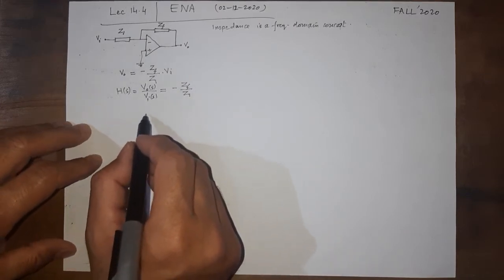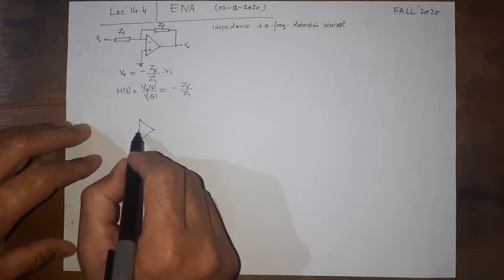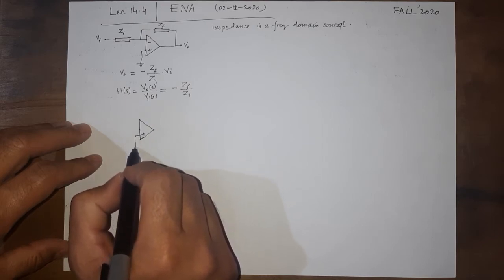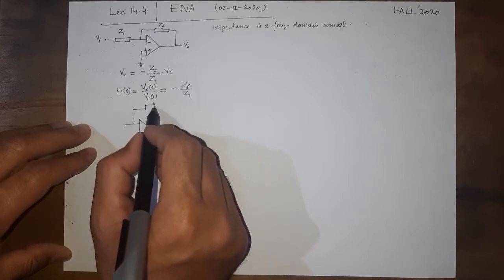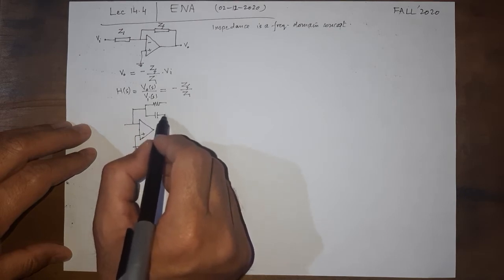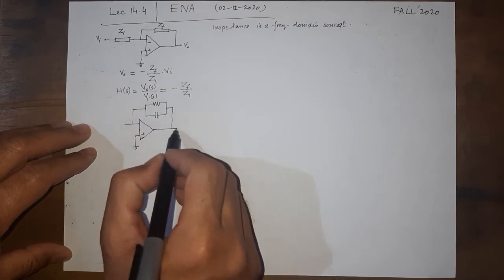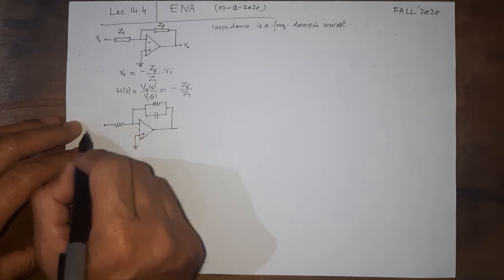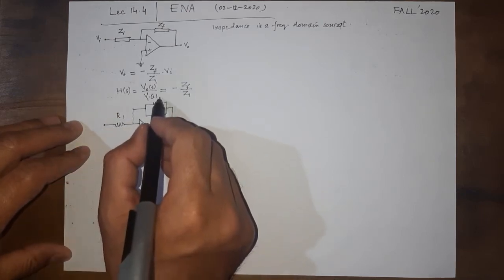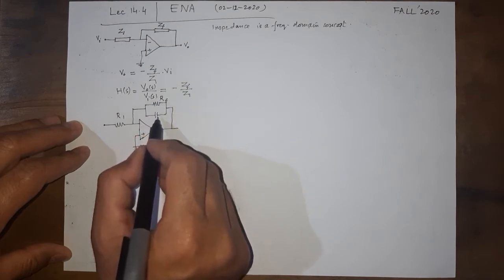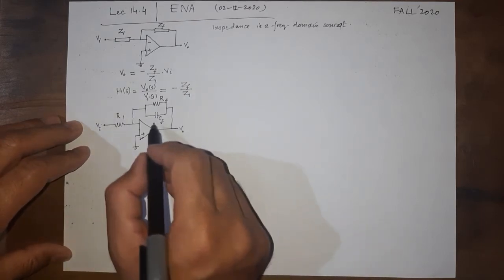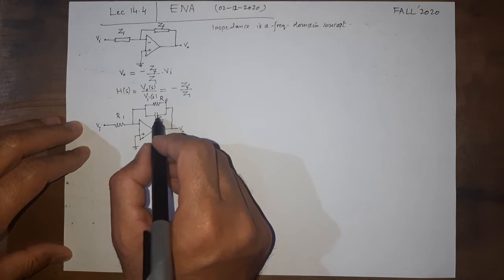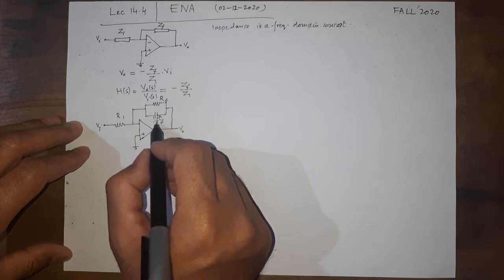So now suppose in the inverting configuration we have a parallel RC combination in the feedback path and a simple resistor in the input path. So let us call this RF and this CF. We have VI here, we have VO here, and this would not be CF, it would be 1 over SCF.